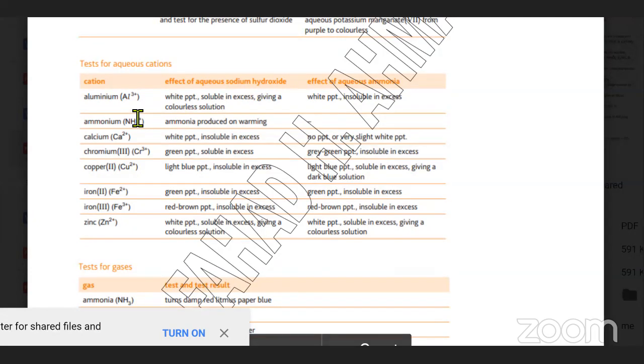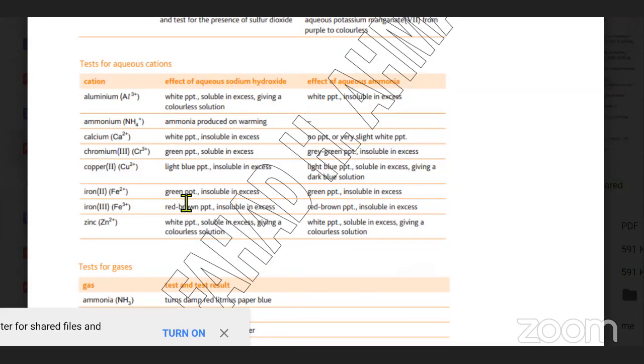Now for zinc, zinc is easy to remember. Zinc के soluble होते हैं both में. Aluminium जो होता है first के अंदर soluble होता है, second में the precipitate is insoluble. Calcium का insoluble ही होता है, बल्कि दूसरे में तो precipitate नहीं बनता, slight white precipitate. Ammonium, I think kind of easy, ammonia gas produce हो जाती है, so you can remember that.